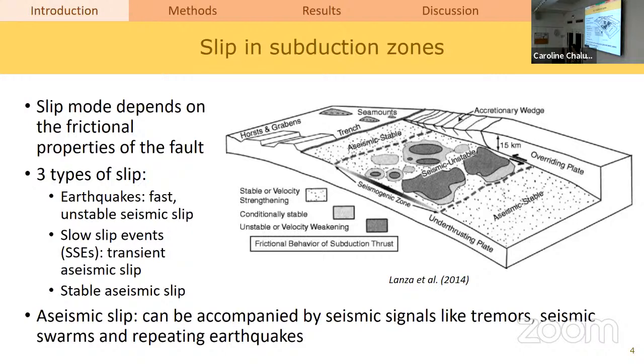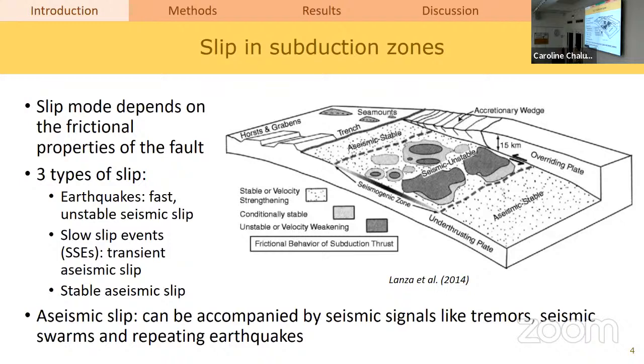So there are a few main types of slip. The first and the most destructive is earthquakes. Earthquakes are a type of fast, unstable slip that produces seismic waves. Usually large earthquakes in subduction zones occur within this region, called the seismogenic zone, and they nucleate on regions called asperities, which can accumulate strain. After a large earthquake, we also have a release of stress in the form of aftershocks, which are smaller earthquakes, and also afterslip, a type of aseismic slip that occurs right after a main earthquake.